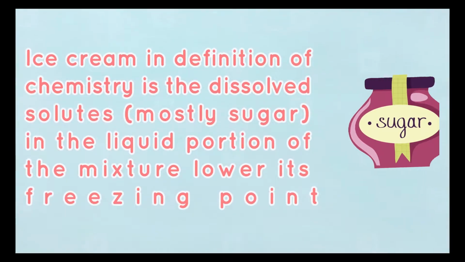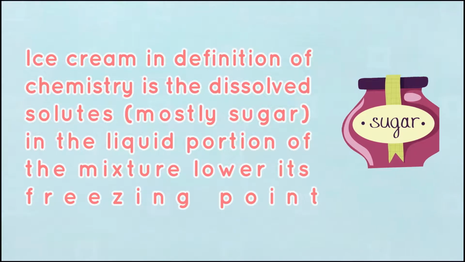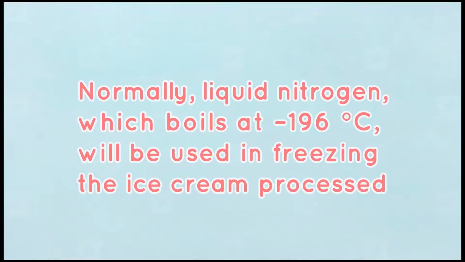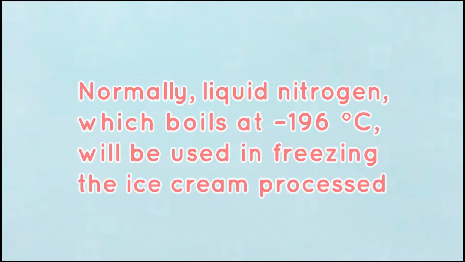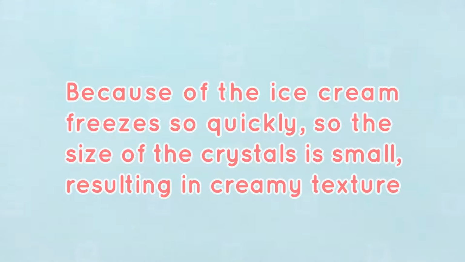Ice cream, in the definition of chemistry, is a mixture in which the dissolved solutes, mostly sugar, in the liquid portion lower its freezing point. Normally, liquid nitrogen, which boils at -196 degrees Celsius, is used in freezing the ice cream. Because the ice cream freezes so quickly, the size of the crystals is small, resulting in a creamy texture.